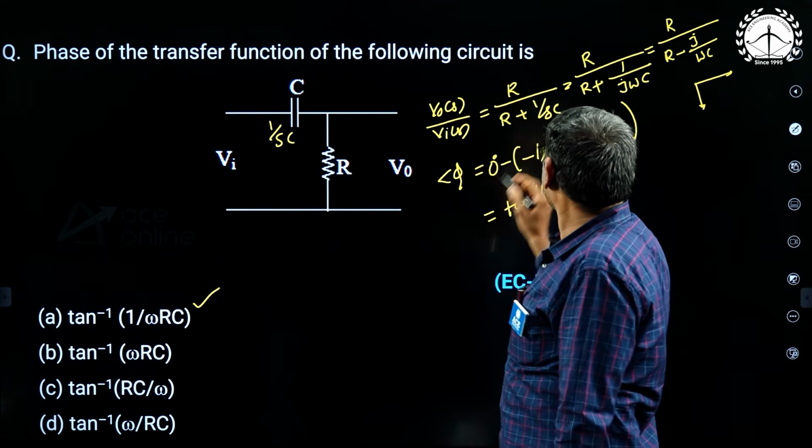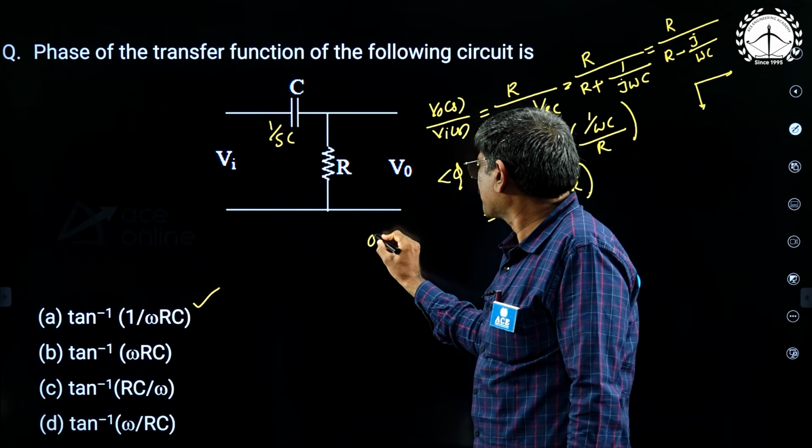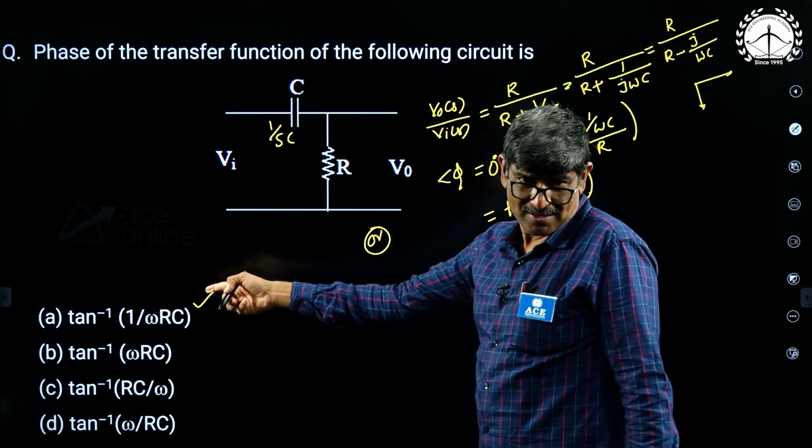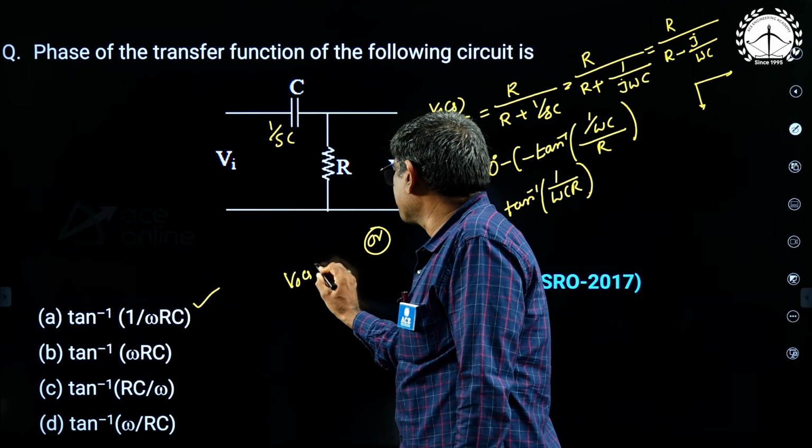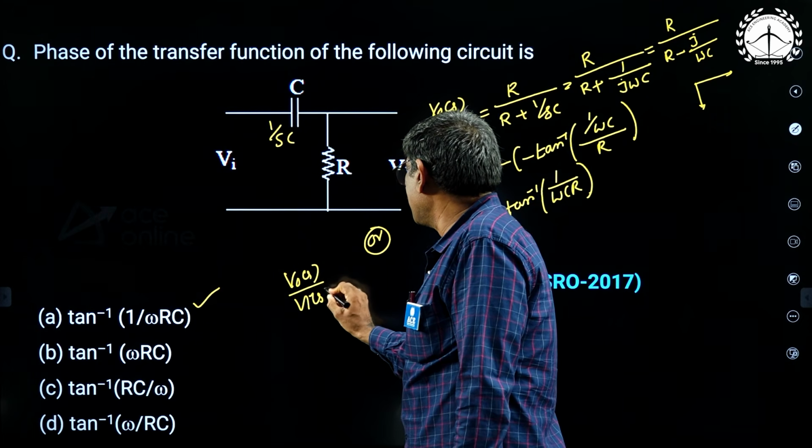The other way also we can write. What is the other way? R2. But that option is not there. How to write it? Tell the other way. V naught of S by Vi of S equal to, what is the answer?